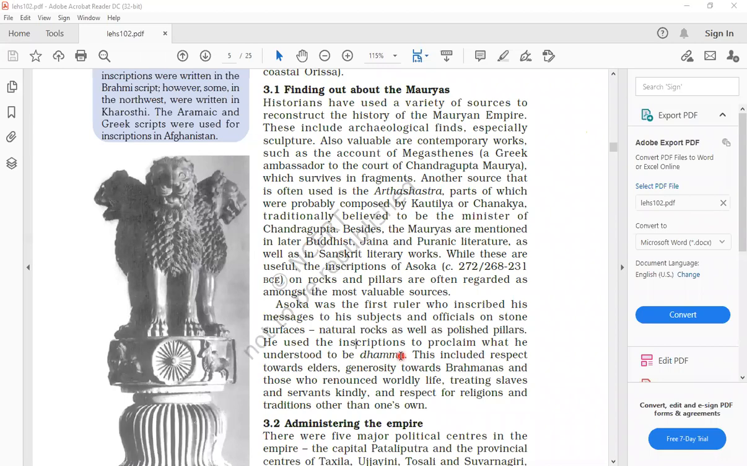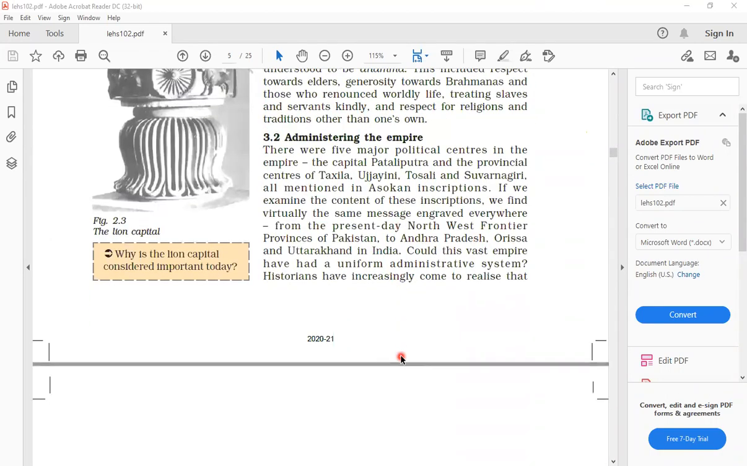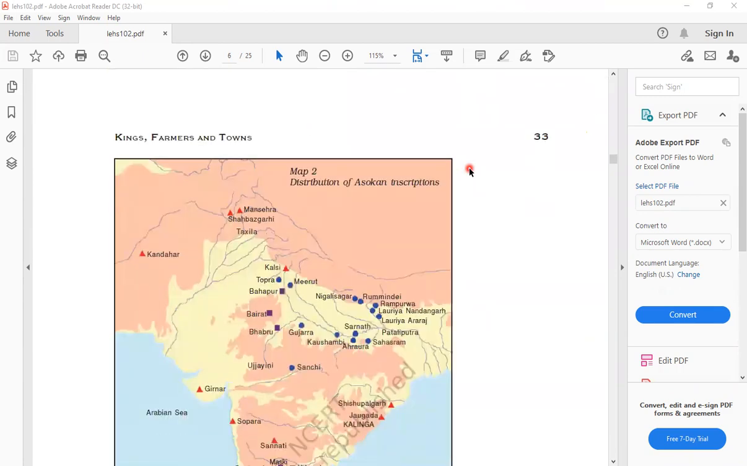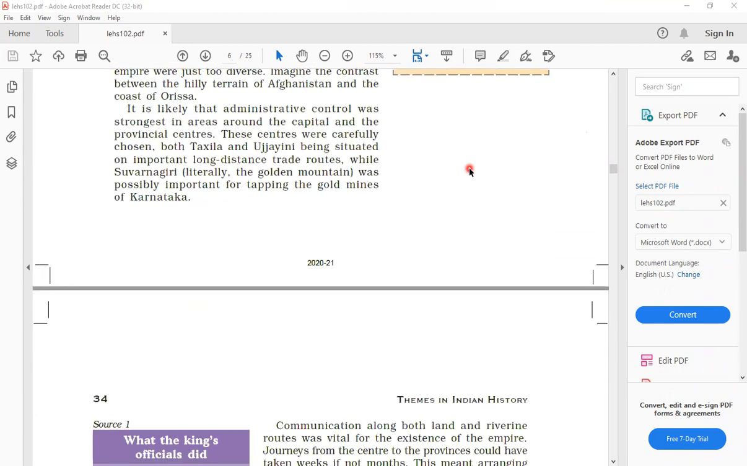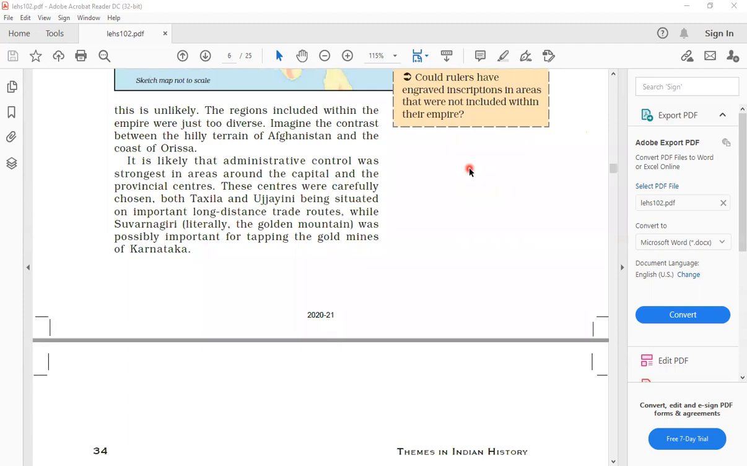Now we are continuing to the next one here. Which were the five major political centers of the empire? It was Taxila, Ujjaini, Tosali, Suvarnagiri, and the capital itself, that was Pataliputra. I know it was too fast, so ignoring it. So, which script was at its peak at that time? This is also an important question. So the answer will be Brahmi. Script was very important at that time.